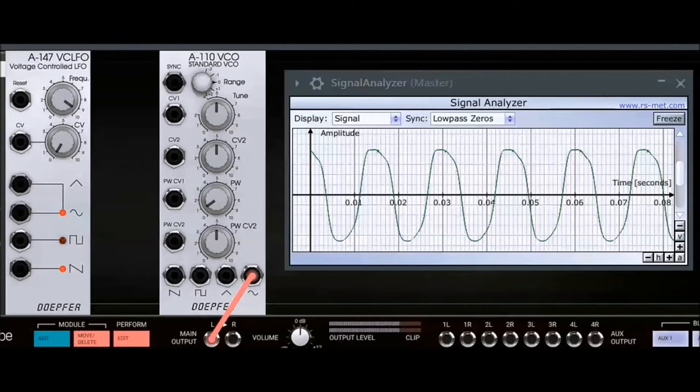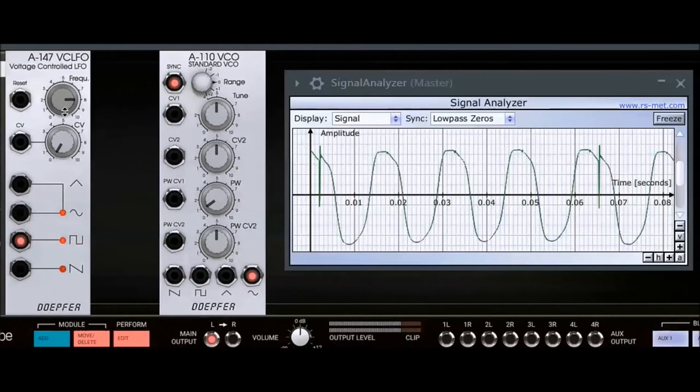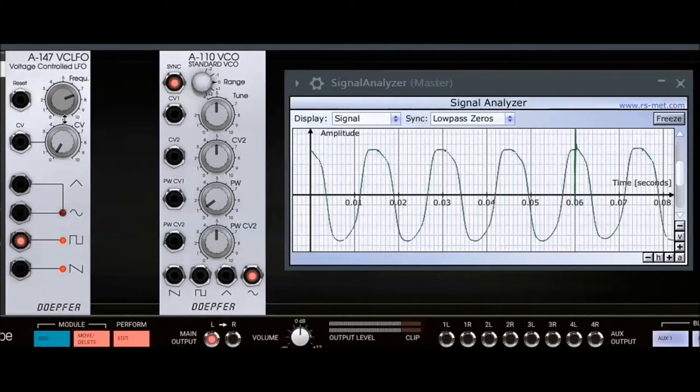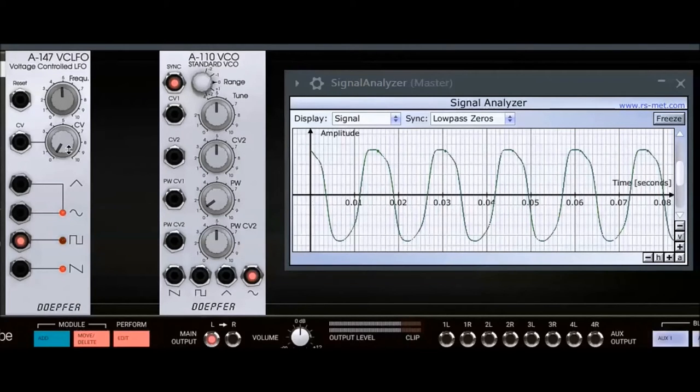I use an LFO to demonstrate this. With the LFO's square and saw wave it works, as there are clear flanks in those waveforms, but with the LFO's sine and triangle it doesn't work because of the missing clear upward impulses.